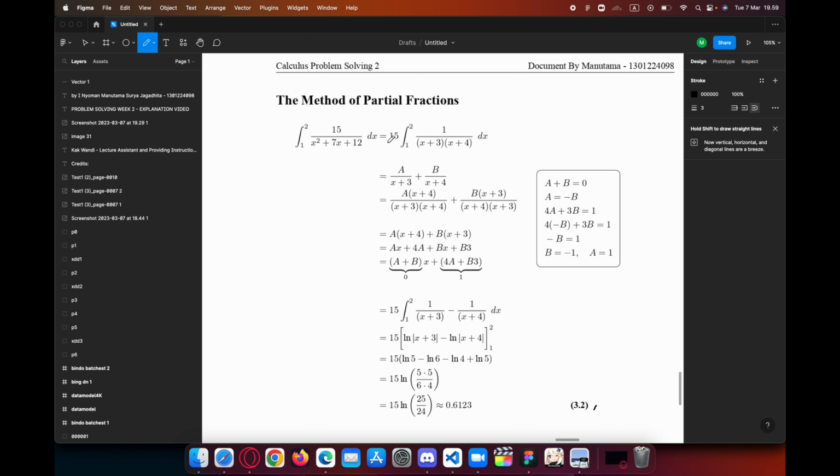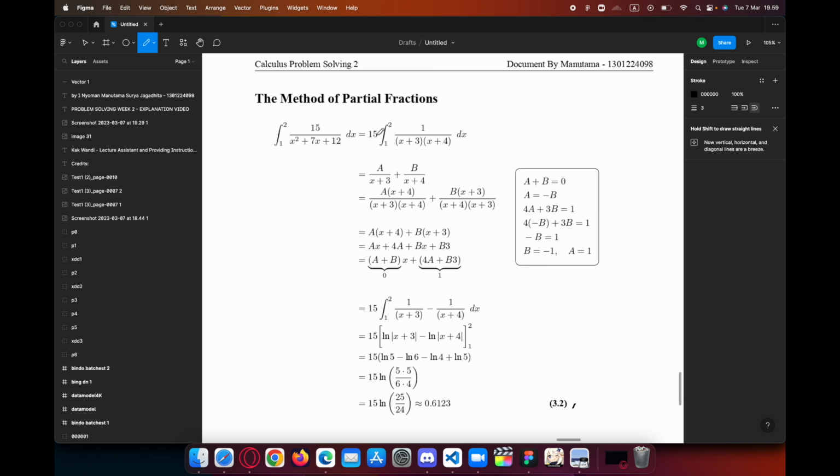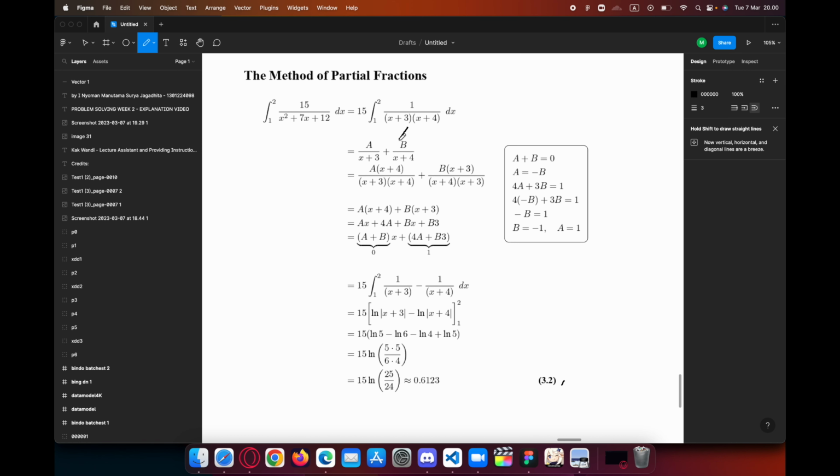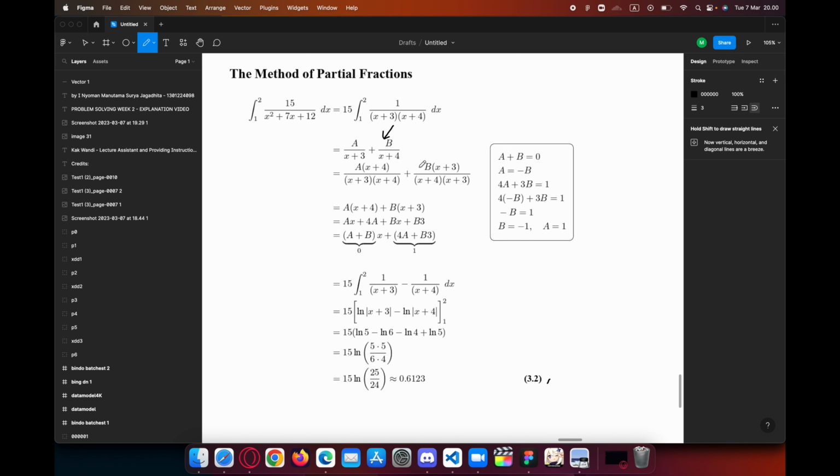So first things first, we can take out the constant, so 15 can be taken out of those, so it becomes 15 times the integral from 1 to 2 of 1 over, we can expand this form, it becomes this, so we can do the partial fractions. So this one can become x plus 3 times x plus 4 dx. So this form we can make look like this: A over x plus 3, plus B over x plus 4. Just do the usual fraction addition.